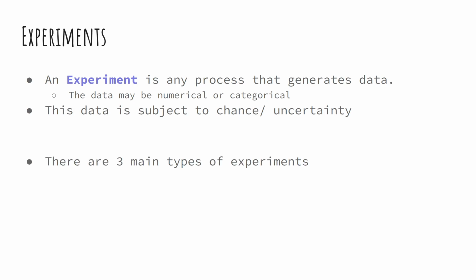There are three main types of experiments which we'll be coming across in our examples and with our problems which we'll be solving. One is called a designed experiment. A designed experiment is like conducting a survey. You design certain questions to be asked to a particular target audience, and then they give their corresponding responses.